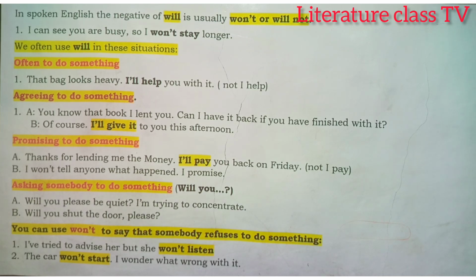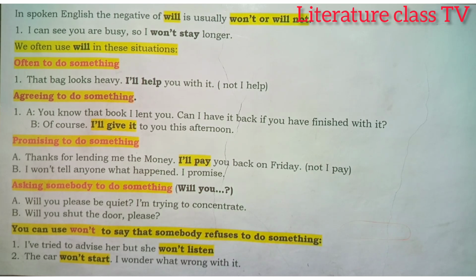Another situation is asking somebody to do something. We use will in the situation when we are asking somebody to do something. A: Will you please be quiet? I'm trying to concentrate. We are asking him to be quiet. Another example, B: Will you shut the door, please? We ask somebody to shut the door. That's why we use will in that situation.